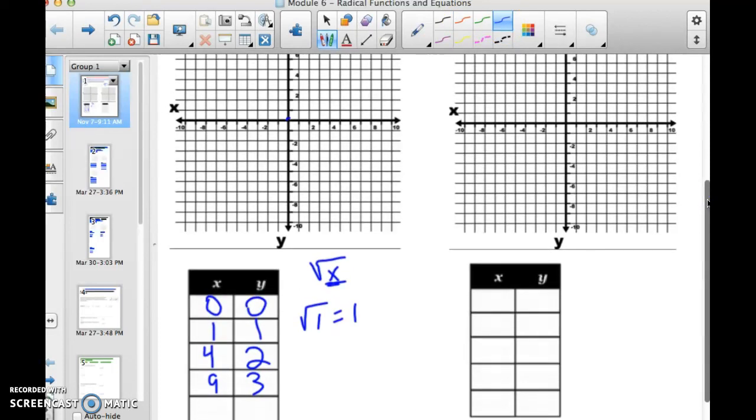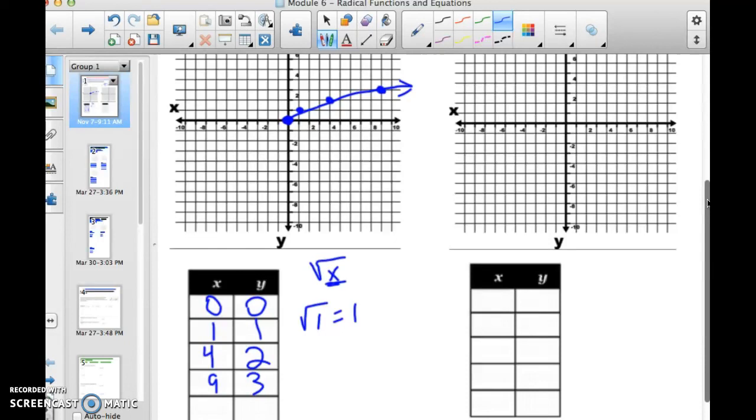I will plot those. So the first one begins at the origin. Every parent function begins at the origin. Then I go over to 1, up to 1. Over to 4, up to 2. And over to 9, up to 3. If I connect the dots, that is the square root of x. That is a radical function.